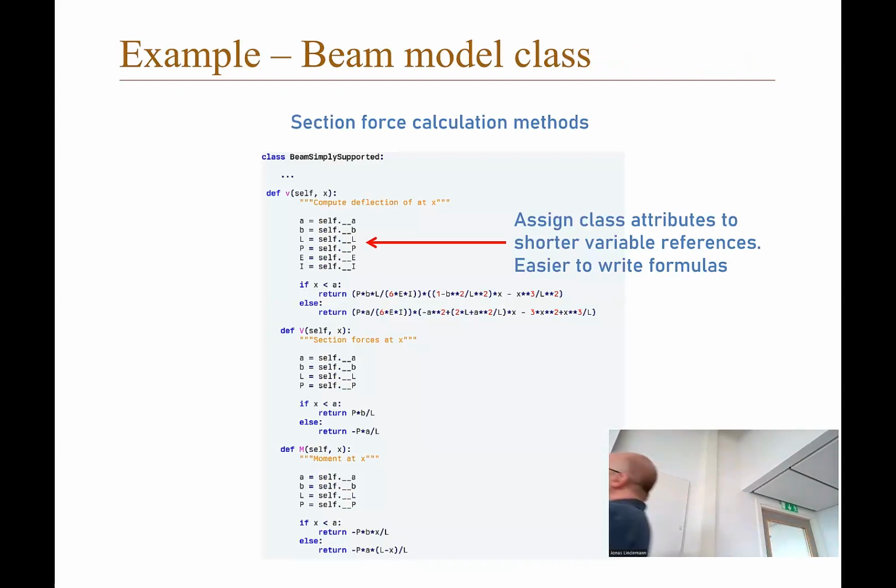And then I have, of course, compute deflections. And here is something you already used, that you can use a shorter variable reference to handle them in functions like this. So these, A is a reference to self.A.